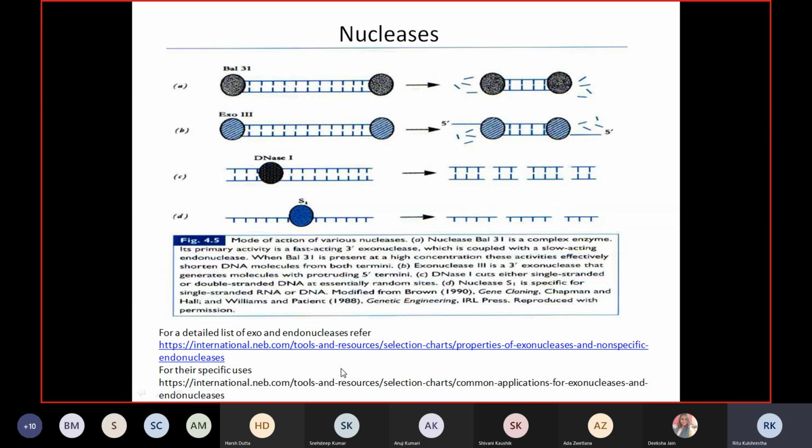And these are the 2 links I was talking about. Please go through them just to broaden your understanding of the various types of nucleases, in what different scenarios they differ from each other, and what the specific application is for each of these enzymes.